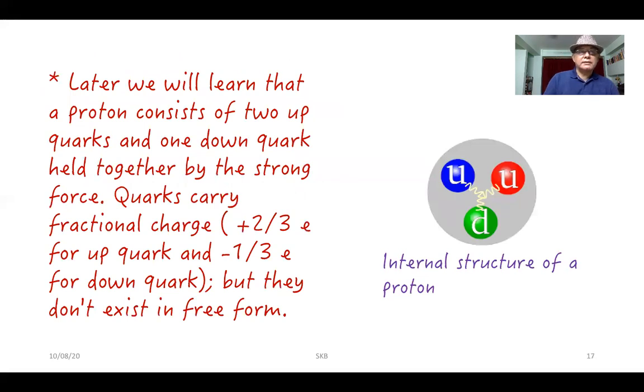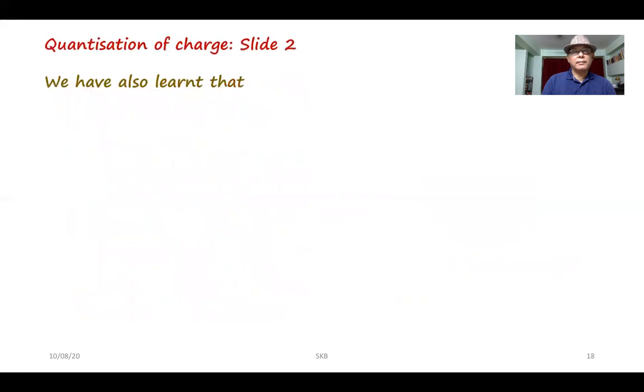For the asterisk sign, later we will be learning that a proton consists of two up quarks and one down quark held together by strong force. Quarks carry fractional charge, plus 2 by 3 e for up quark and minus 1 by 3 e for down quark, but they do not exist in free form. Therefore, we'll consider protons as fundamental, at least in the standard of class 12. The adjoining figure shows the internal structure of a proton consisting of two up quarks and one down quark.